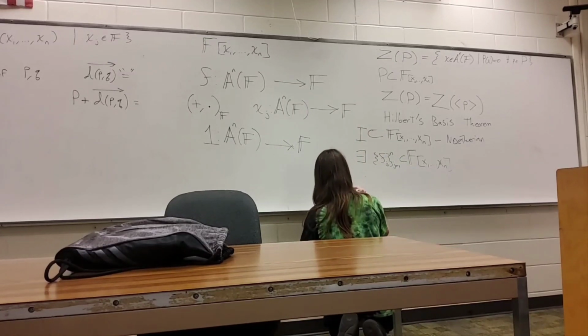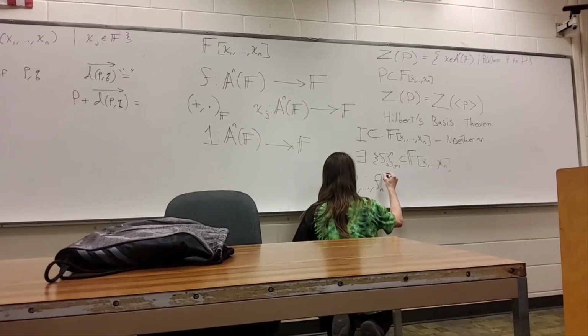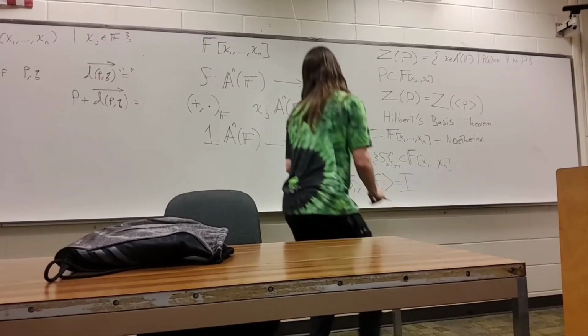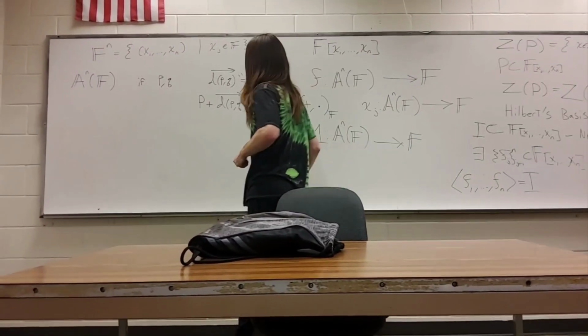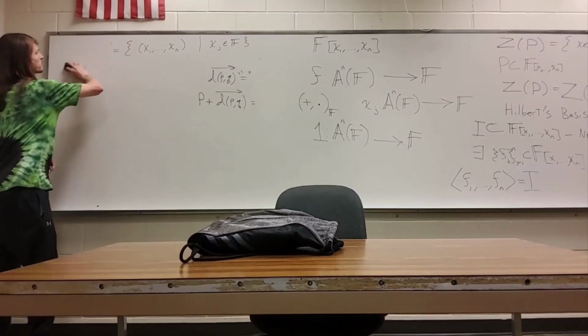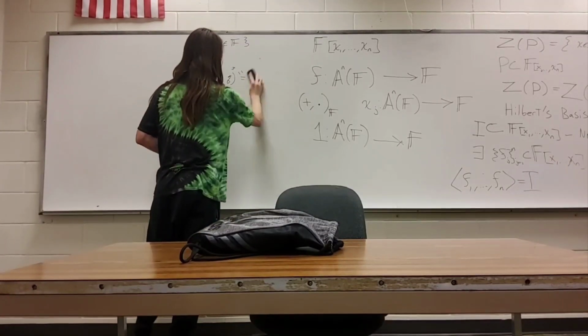So f1 all the way up to fn equal to I. Okay. So what can we do with this? What does having access to all of those sets actually buy us?